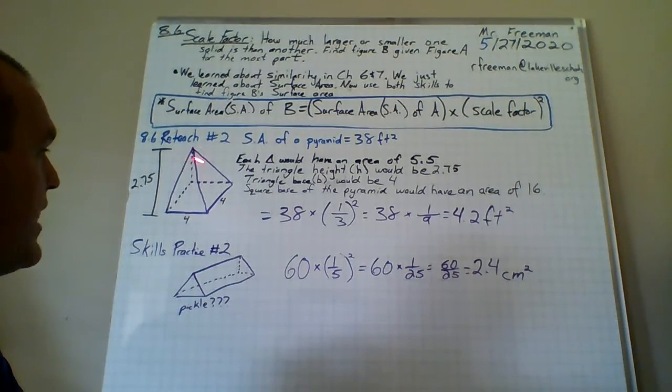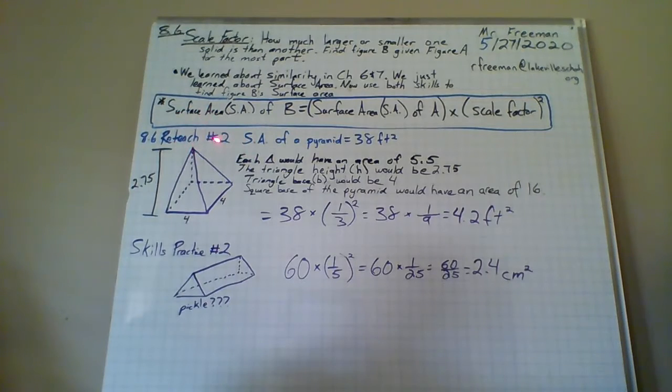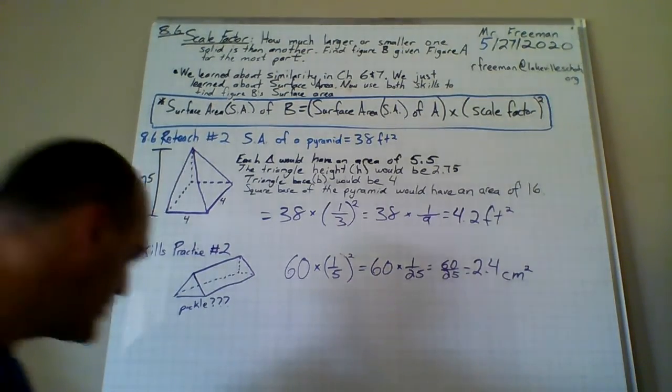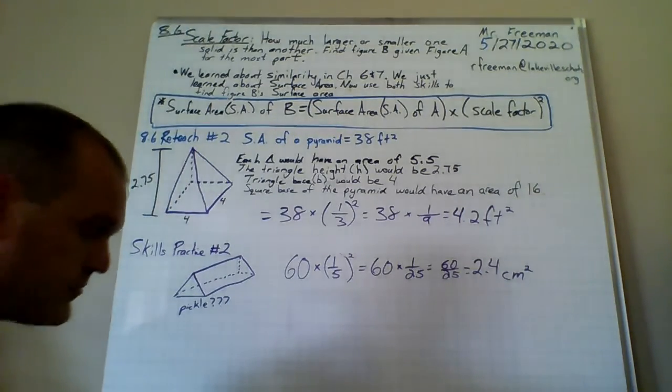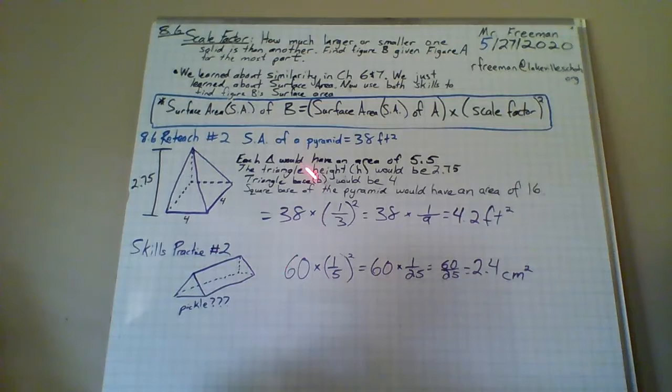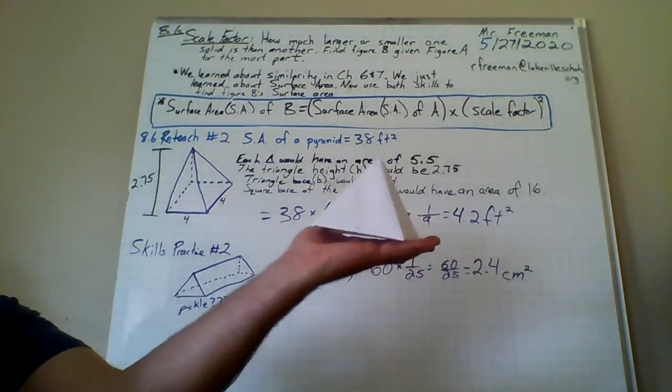So if I look at 8.6 reteach number 2, the surface area of the pyramid they give us is 38 feet squared. I'm going to stop there for just a second to explain something, because I know some of you learners might need to see where that 38 might come from. This is supposed to be a pyramid. I didn't have a great example around the house of a pyramid, so I went on YouTube and I constructed one out of paper.